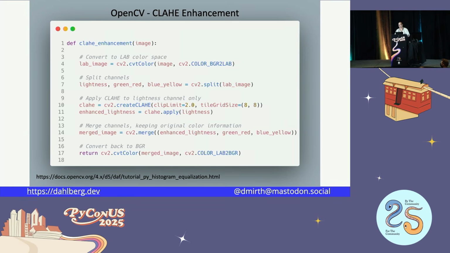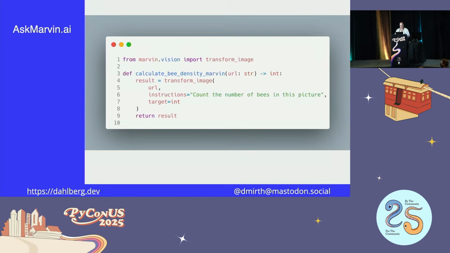After pre-processing the images with CLAHE, I submitted the images to Marvin.AI. Unfortunately, the code to submit an image to Marvin.AI is depressingly simple. Once the relevant image is being served by HTTPS, which since the image is stored on S3, is more than half the battle, the Marvin.AI library is imported, and then it's a matter of asking the AI to count bees.